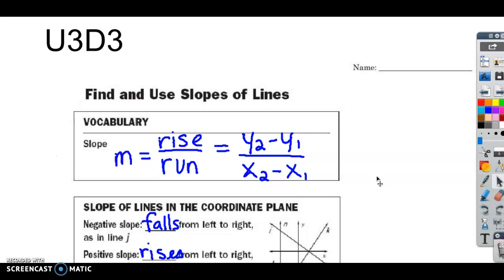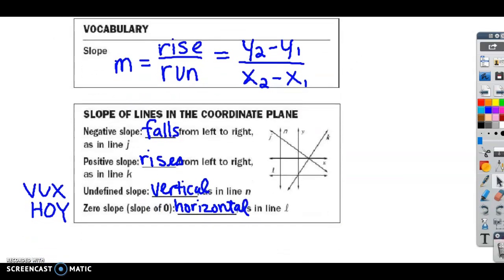So slope in review is the rise over the run of a line. It's how steep the line is. And to find it, use the formula y2 minus y1 over x2 minus x1. That's a formula that you have to memorize.